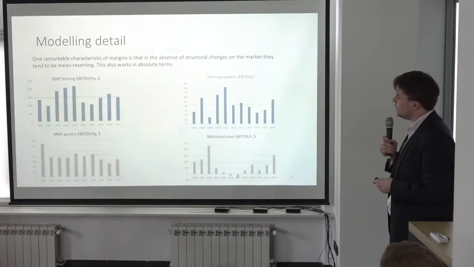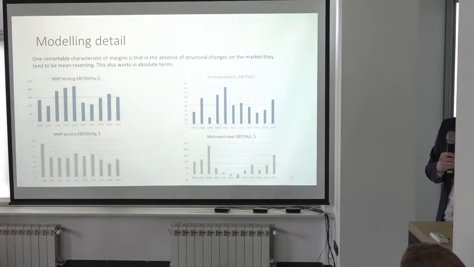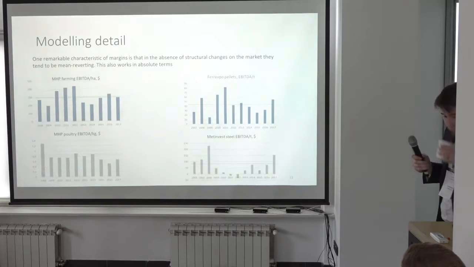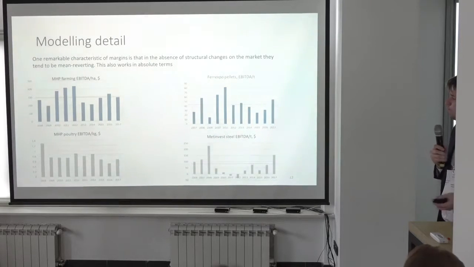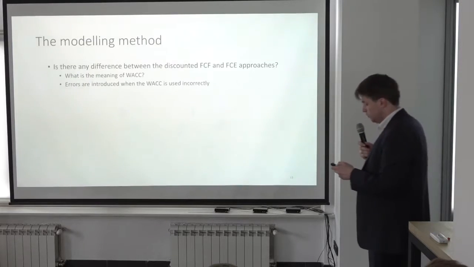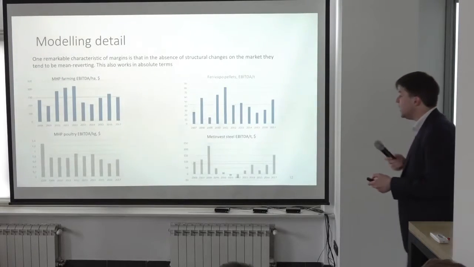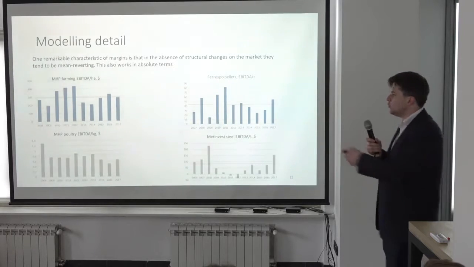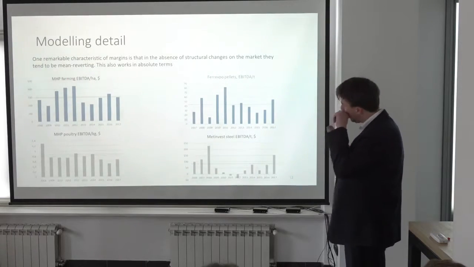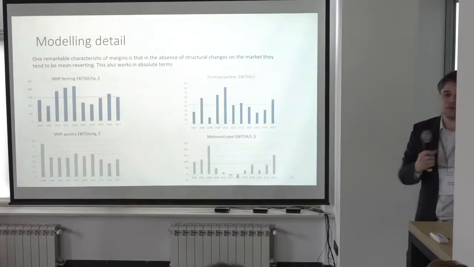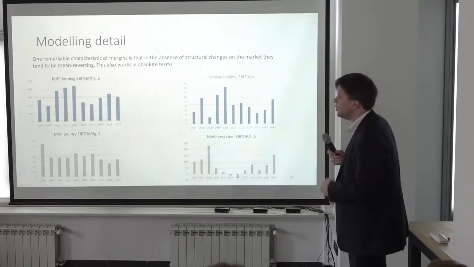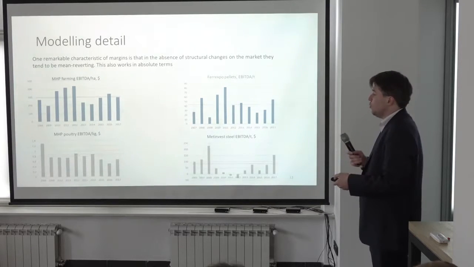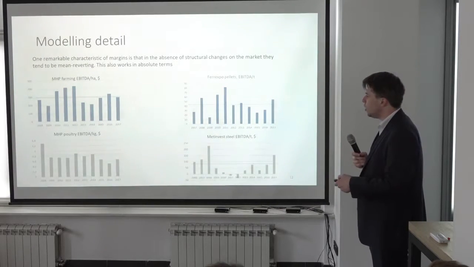Margins, and this is something that maybe is not very obvious, are actually very stable over long periods of time. Oh, sorry, go back. Yeah, margins in absolute terms, and this is really crazy. So look at MHP, for example, EBITDA per hectare. A whole bunch of grains go into a hectare for MHP: corn, wheat, sunflower, all that goes in there, and then they have costs, and it's actually very difficult to model. But in the end, your EBITDA per hectare is actually mean reverting, right?